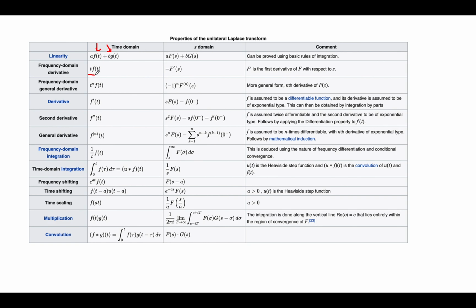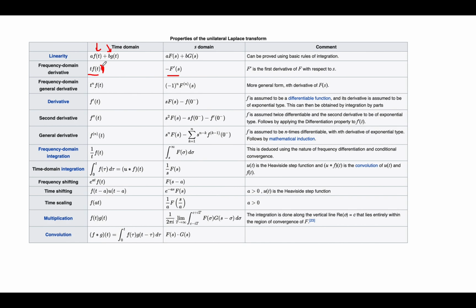If you have multiplication of a function by time, so f of t is some function like cosine of t or e to the minus t or whatever, if that's multiplied by time, that translates, if you take the Laplace transform of f of t and you get f of s, you can handle multiplication by time by taking its derivative and making it negative. So you take the first derivative of f with respect to s and multiply it by a negative sign, and that's the same as if you had t f of t. That's the transform for that.